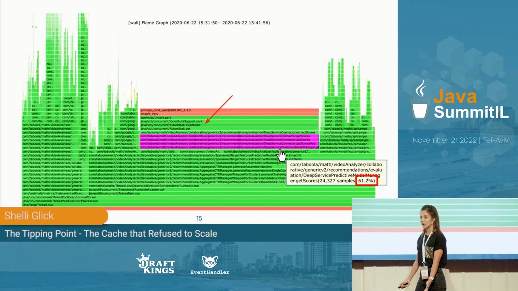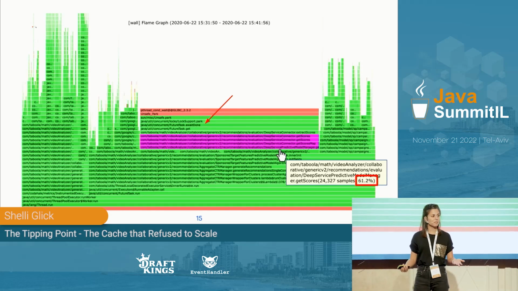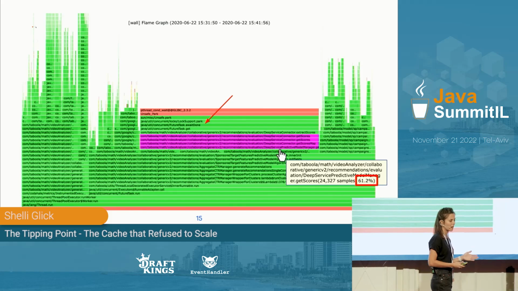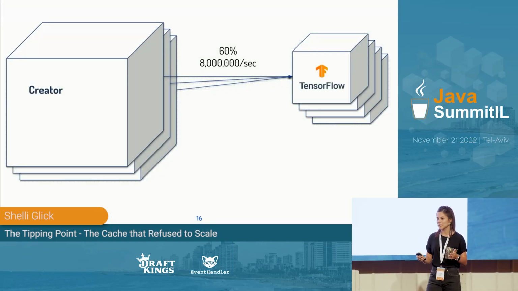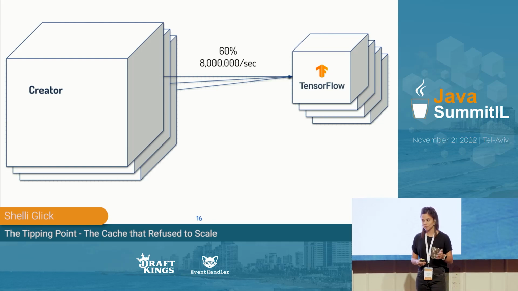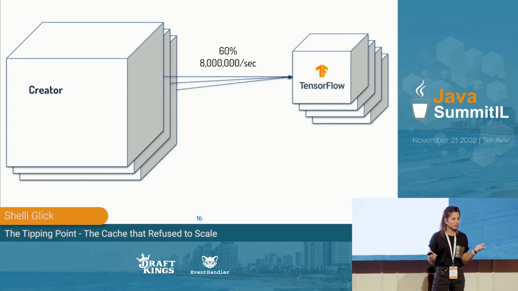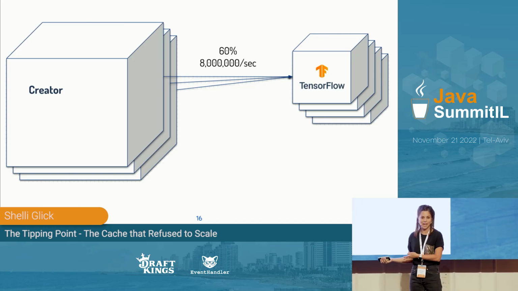So we ran Async Profiler over Creator. We opened the flame graph, focusing on those wider parts. And we found that 60% of its time, it was making I/O calls to another service. It was making 8 million calls a second to another service running TensorFlow. So it seemed to us like a very hard problem. How can we make Creator run faster? We don't even know what's inside.